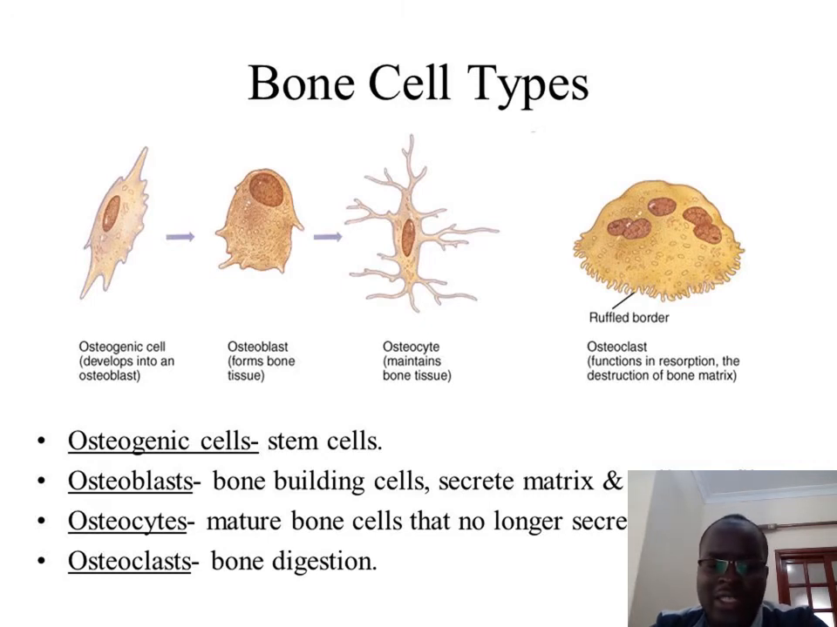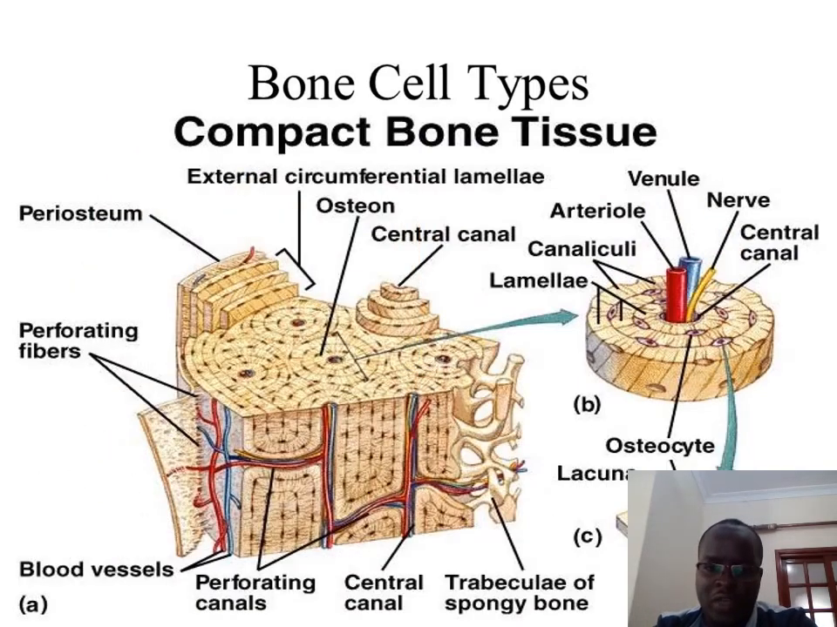We have the osteocytes. The same osteoblasts, sometimes they can be trapped by the bone tissue. Then they'll be embedded within the bone tissue. Then they'll become the osteocytes. The osteocytes are the mature bone cells that no longer secrete the matrix. And the last type of the cells are called the osteoclasts. The osteoclasts are the ones that are causing bone resorption. So they are involved in bone digestion to mobilize the minerals from the bone tissue to the extracellular fluid compartment. So these are the different types of cells that are found within the bone.